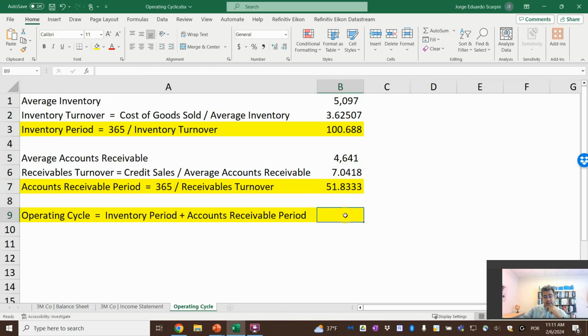And then the operating cycle is where we combine those numbers, 100 plus 51. So 152 days. So 30, 60, 90, 120, 150. So 5 months is their operating cycle. And then we can get tons of analysis based on these 152. Okay, and then 3M uses 12 months for current assets and current liabilities because their operating cycle is lower than that.